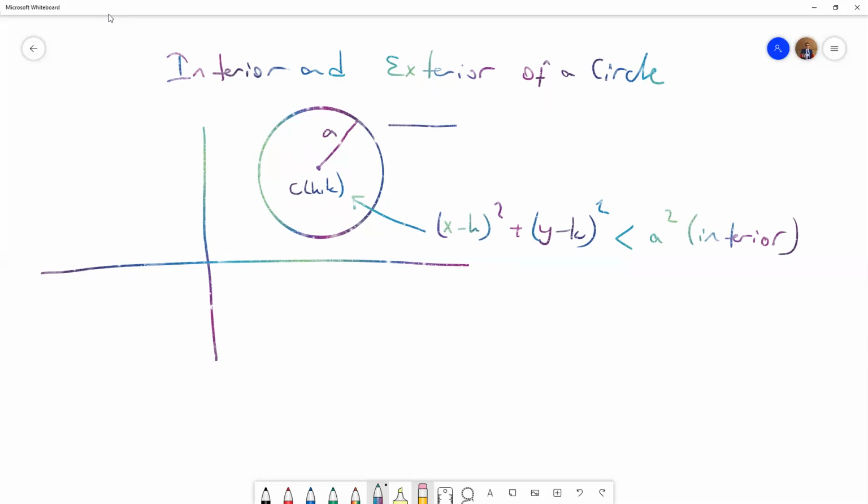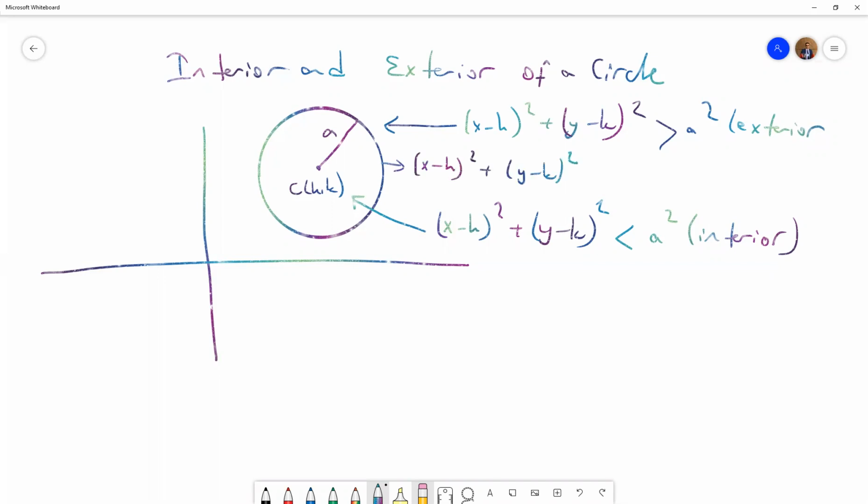And for the exterior part, we have again (x minus h) squared plus (y minus k) squared bigger than a squared. This is the exterior. And of course, this one, (x minus h) squared plus (y minus k) squared is equal to a squared, is the circle line itself. This one is the exterior here, and the inner part you see here.